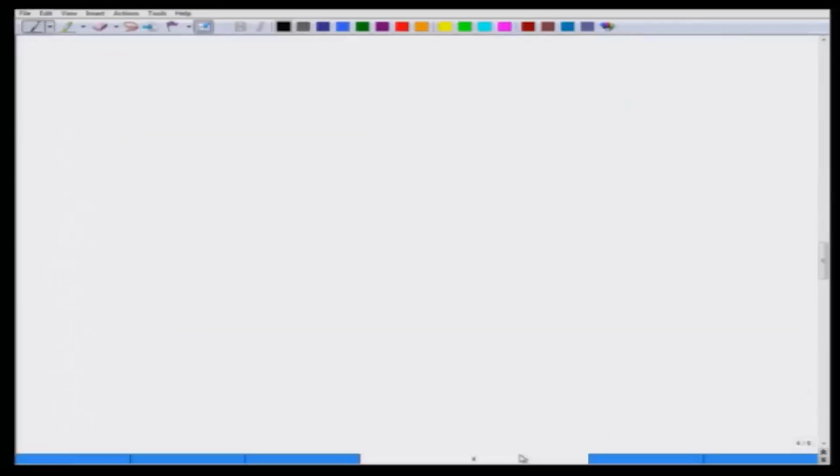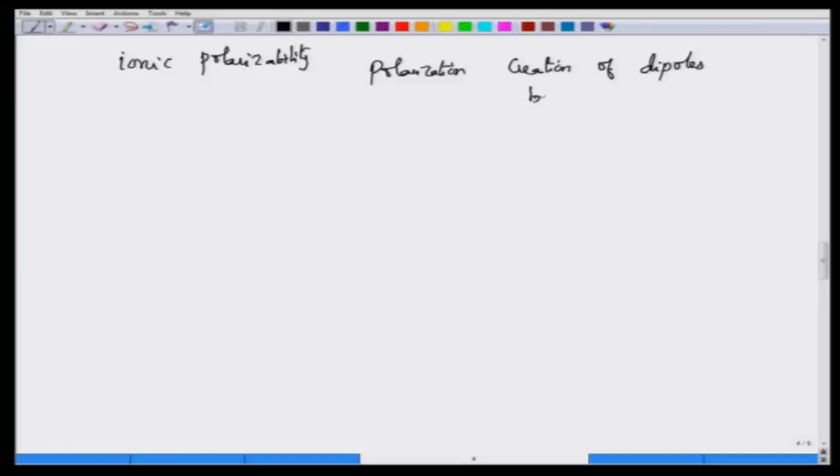In addition to electronic polarization, there is something called ionic polarizability. Ionic polarizability tells you how easy it is to polarize an ion. What do we mean by polarize an ion? That is, create a dipole. Polarization is the process of creation of dipoles by applying appropriate electric fields.